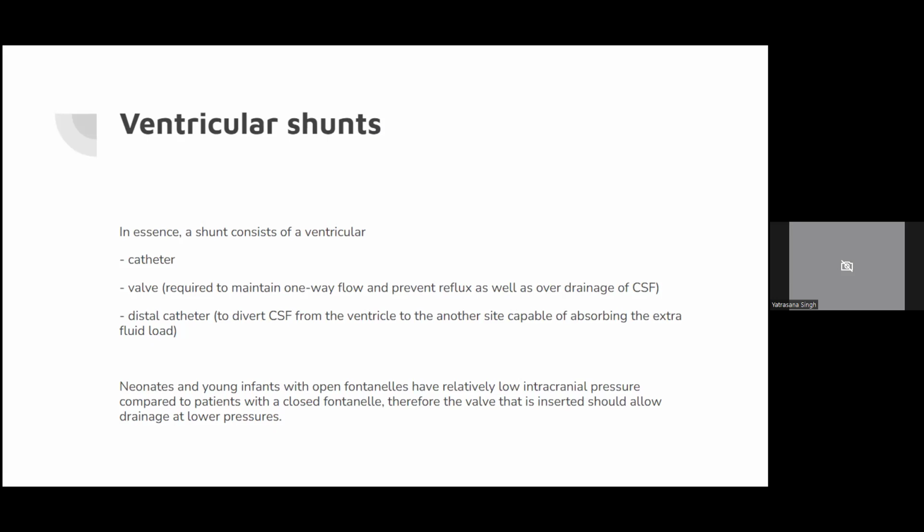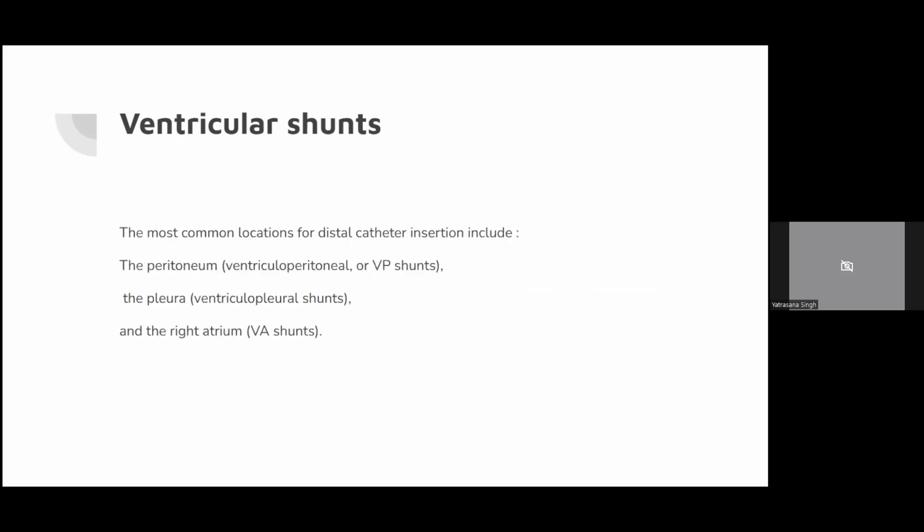Of note, neonates and young infants with open fontanelles have relatively low intracranial pressure compared to patients with closed fontanelle. So we have to be aware that the valve inserted should allow drainage at lower pressures. And we'll talk a little bit more briefly in terms of the different types of valves in a little bit. The most common locations for distal catheter insertion include the peritoneum, the pleura, and the right atrium.